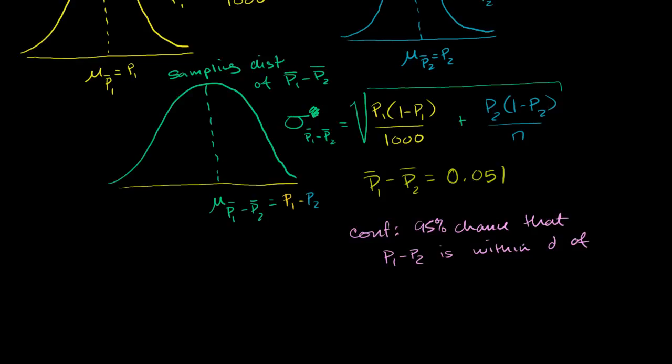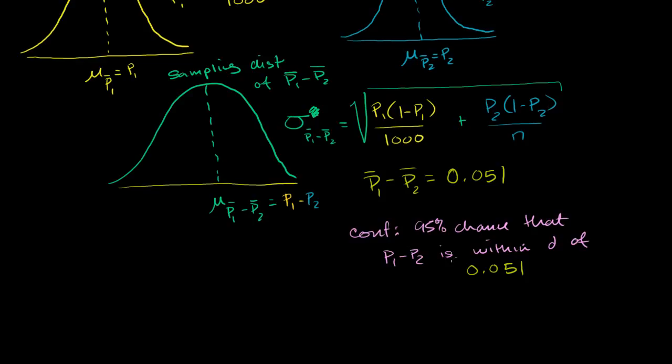Within d of, I'll write that in green, 0.051. I write this multiple times, but I always write it this way. I don't just give the formula that you normally see in books. It's very easy to memorize if you do, but this way you actually see why this confidence interval makes sense.